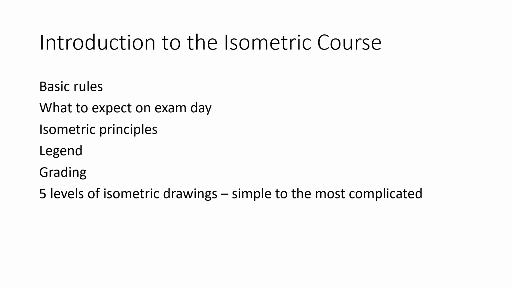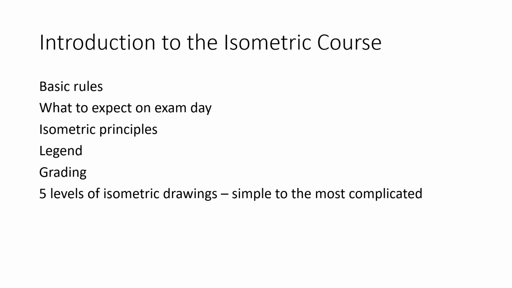We'll have the legend for you so you'll know exactly what you're looking at on these plan views. We're going to talk about grading, how you will be graded on the isometric. You can get partial credit on the isometric. I've been told differently, but I do not believe that, because otherwise they wouldn't give you a breakdown of what they look at for the different percentages. And then we're going to talk about the 5 levels of isometric drawings, from simple to the most complicated.